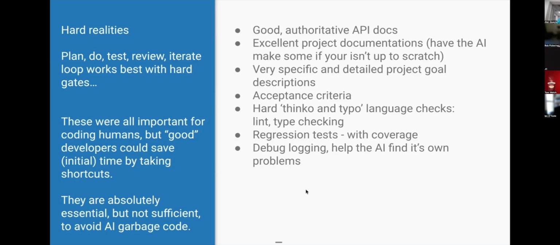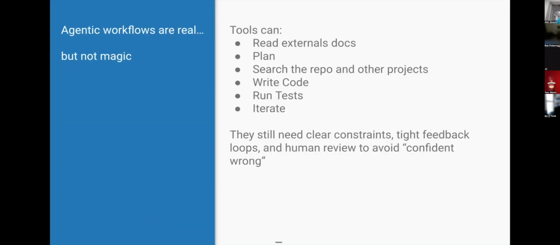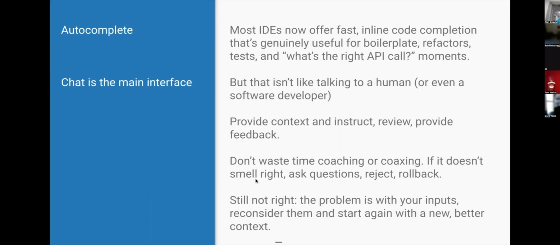Regression tests with coverage. So again, as we build functionality up, decent regression tests with coverage mean that when we have an AI generate a new bit of functionality, we can have it, before it even throws it back for review, get it passing regression tests, so we're not breaking something that's already there. Yeah.